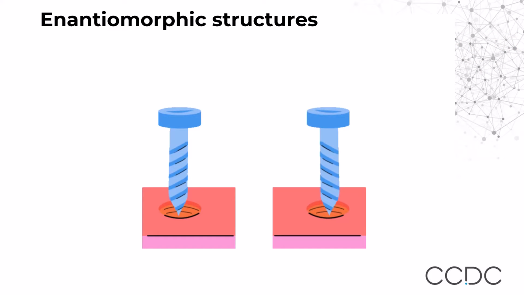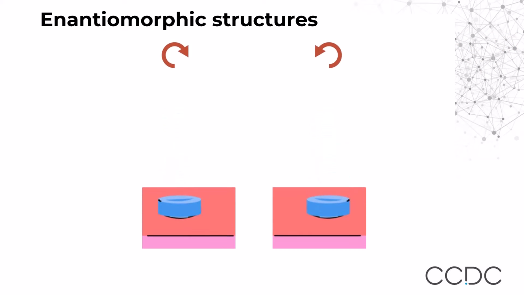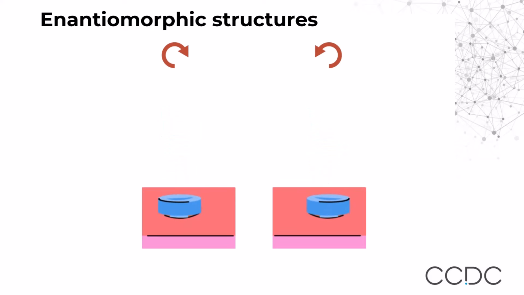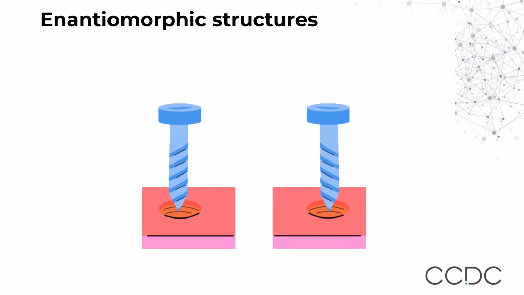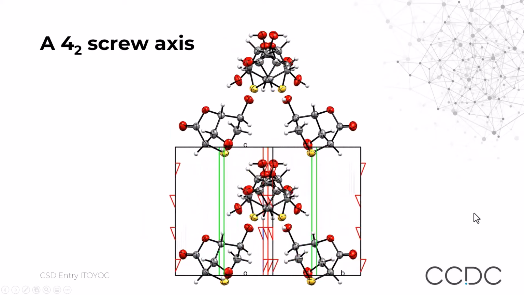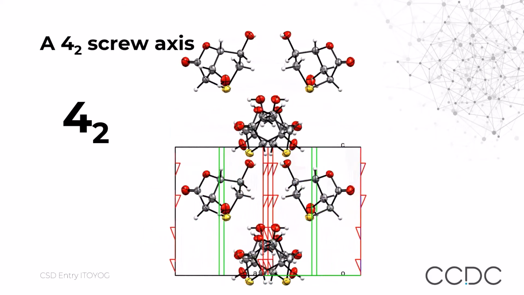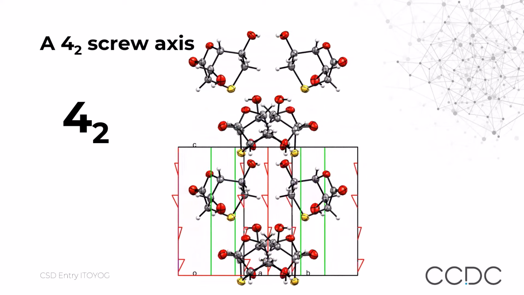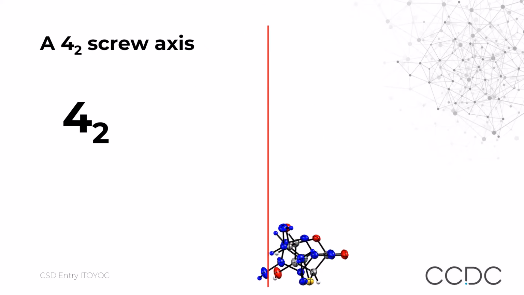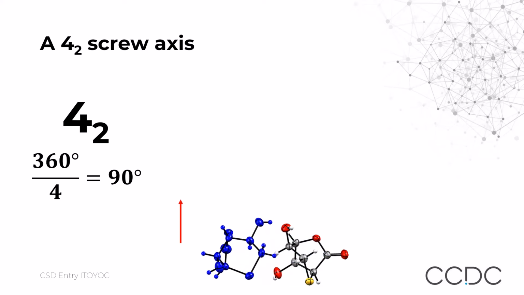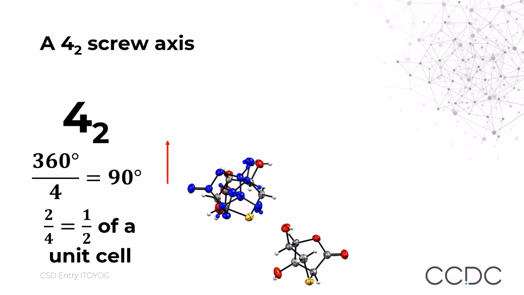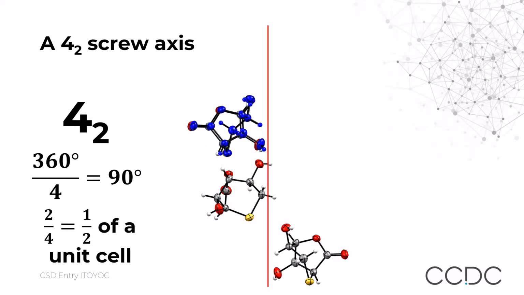You can think of two enantiomorphic screw axes like two screws with the threads rotating in the opposite directions. Now let's look at a structure with a 4-2 axis. Here the molecule is rotated 360 degrees over 4, or 90 degrees, anti-clockwise around the screw axis, then translated by 2/4 or half of a unit cell each time.